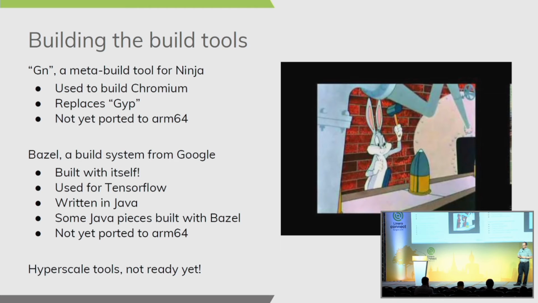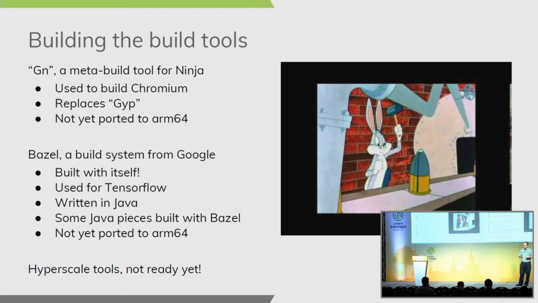Two examples of these. One is used to build Chromium. It's called GN. It generates build files that Ninja uses. GN replaces an earlier thing from Google called GYP. It's not yet ported to 64-bit ARM. So if you want to build Chromium absolutely from scratch on ARM64, your first task is not to build Chromium. Your first task is to port GN.